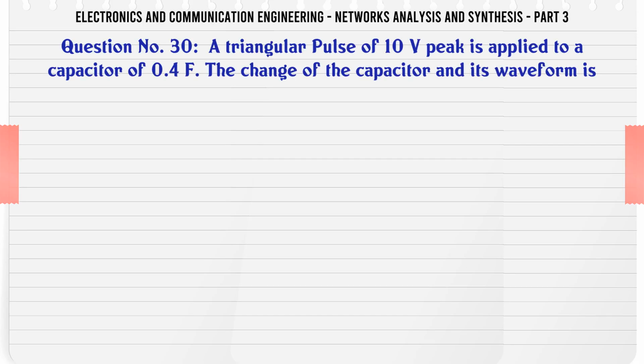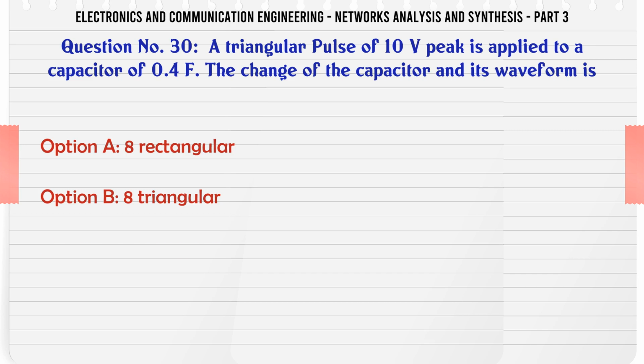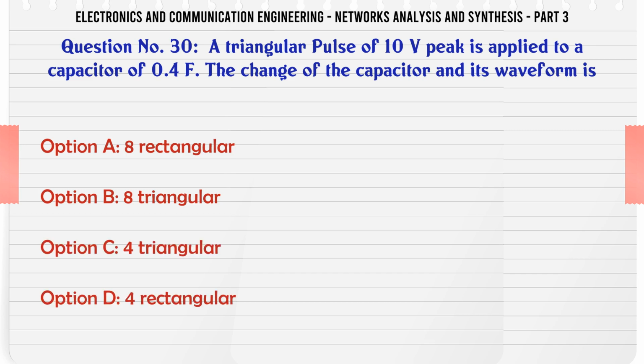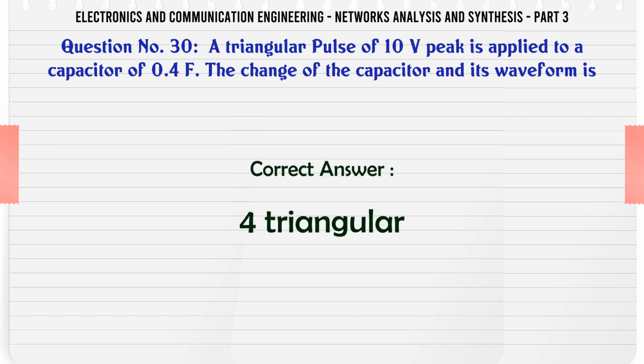A triangular pulse of 10 V peak is applied to a capacitor of 0.4 F. The charge on the capacitor and its waveform is: A 8 rectangular, B 8 triangular, C 4 triangular, D 4 rectangular. The correct answer is 4 triangular.